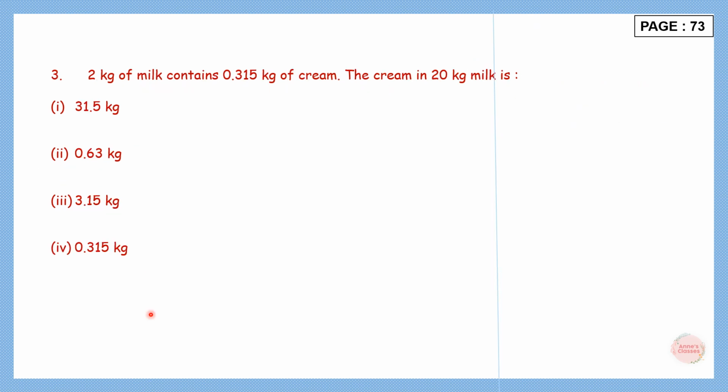Question 3. 2 kilograms of milk contain 0.315 kilograms of cream. So that is the amount of cream in 2 kilograms of milk. Now the question is the cream in 20 kg of milk, how much will it be? Okay, so 2 kg is 0.315. So 20 kg. Now this is a simple question. You don't have to do it the long way. So we'll just write this down.